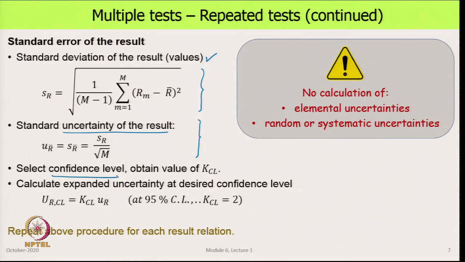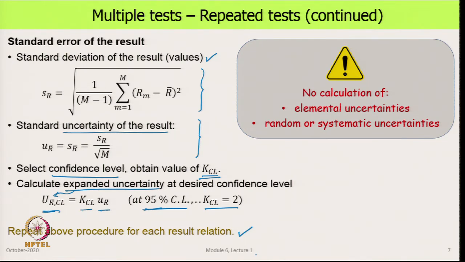We then select a particular confidence level that we are interested in, and from the tables we obtain, we do not calculate it, we just obtain the multiplication constant or the multiplier. And then using this relation, the multiplier into the standard uncertainty gives us the expanded uncertainty of the result at whatever confidence level that we have chosen. If we chose 95% confidence level, this constant is 2. And then if there are more than one result in the experiment, we repeat this procedure for every result in the experiment, every result relation.